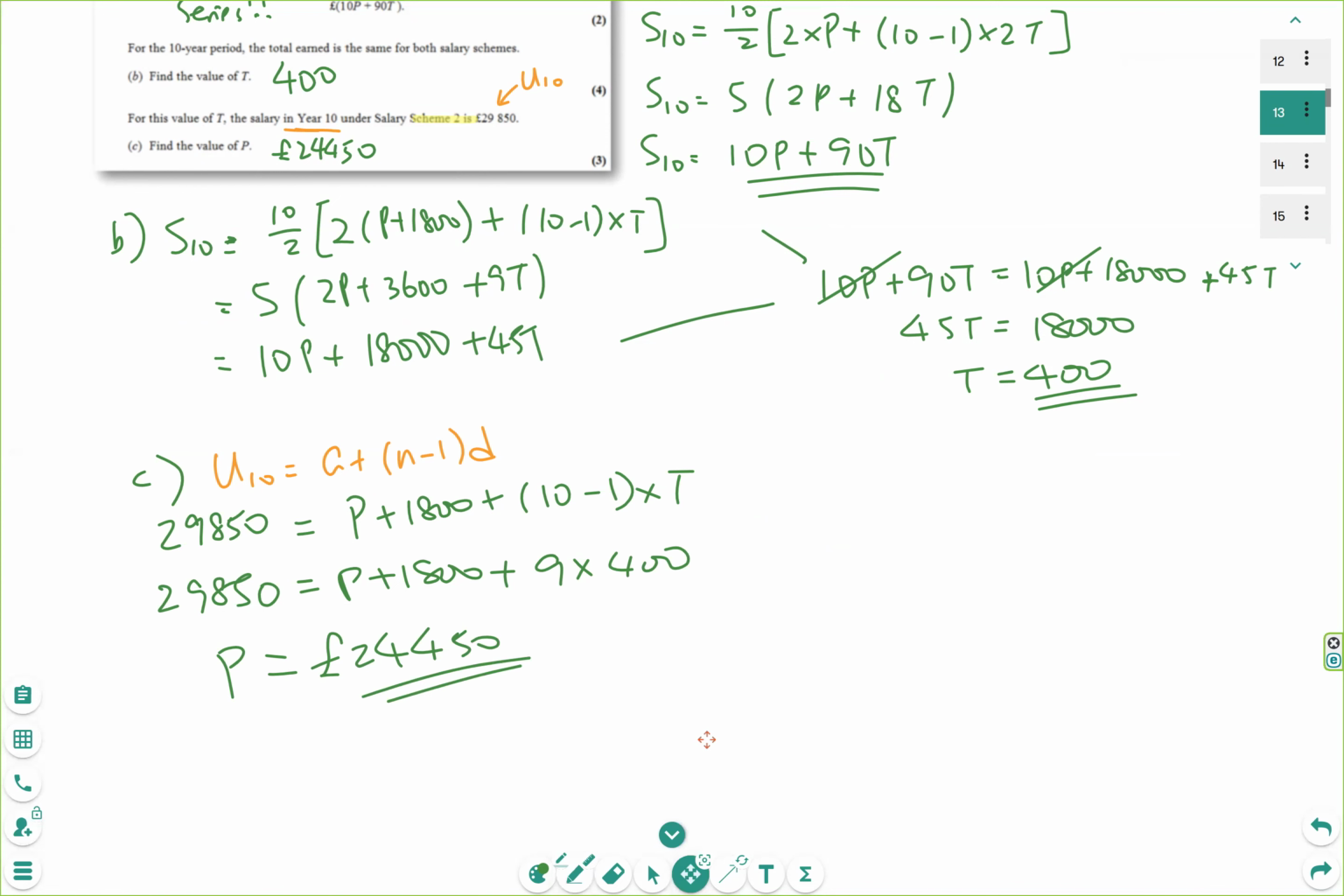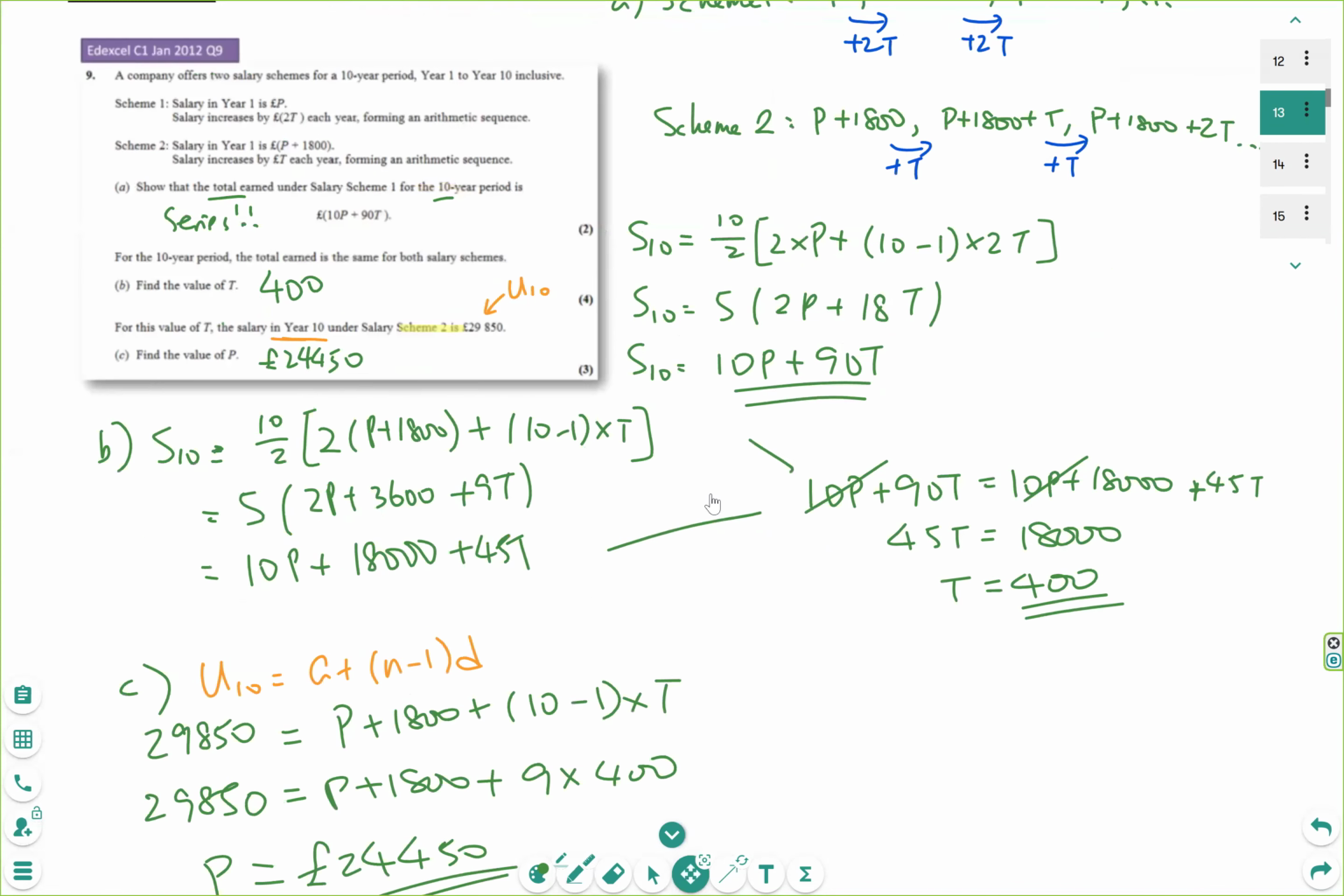So that's slightly trickier where they give you U10. That's what I'm saying. You have to understand whether the question is asking for series or sequences. Sequence means the nth term, a particular term, a particular year. Series means total. Okay, so now let's go back to the proof.